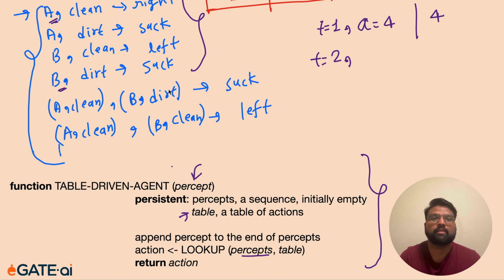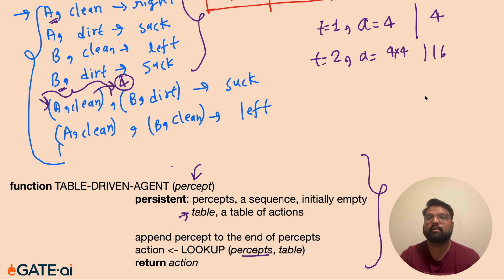Let's consider the second round of percept. Suppose this was the first percept. Corresponding to this first percept, there can be four entries for the next percept: B can be dirty, B can be clean, or A clean and A dirty. And there are four possibilities for the first percept also. So how many actions would there be? 4 times 4, that is 16. So for the second percept, how many total entries would be there in the table? That would be 4 plus 16.